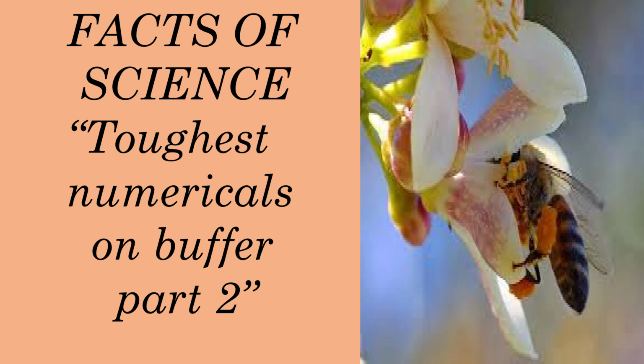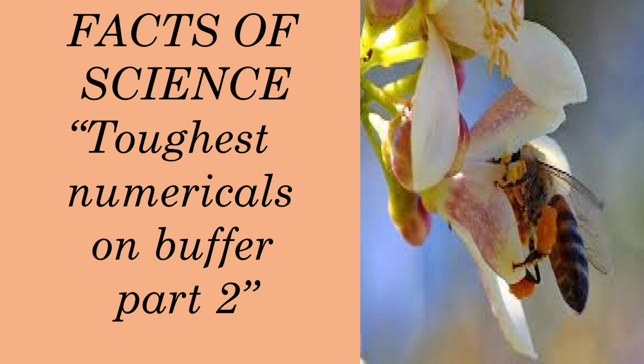Now, what is pH? The pH scale is from 0 to 14. If pH is 7, it is neutral like water. If pH is less than 7, it is acidic like sulfuric acid. If pH is greater than 7, it is basic like sodium hydroxide, a strong base.